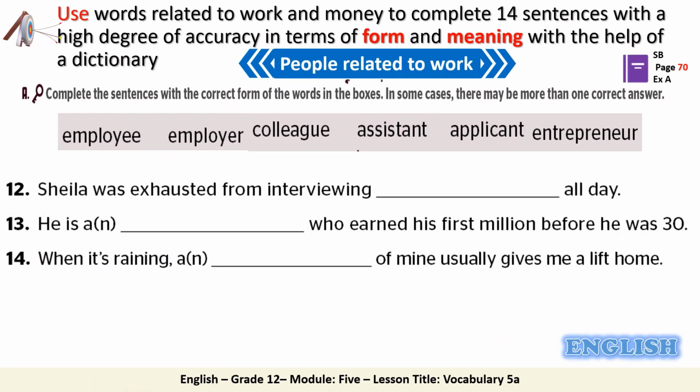We carry on with the same activity. So which word fits in space 12? Excellent, applicants. And the noun should be used in the plural form. Space 13 will take which word? Entrepreneur or colleague? Exactly, entrepreneur best fits here. And of course, the last sentence takes the word colleague.